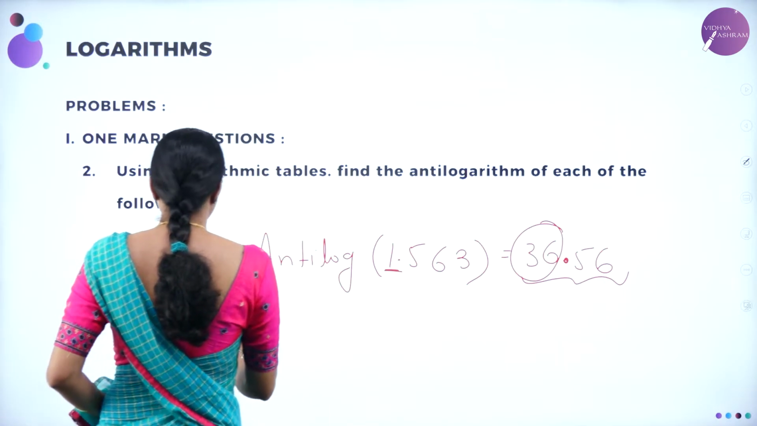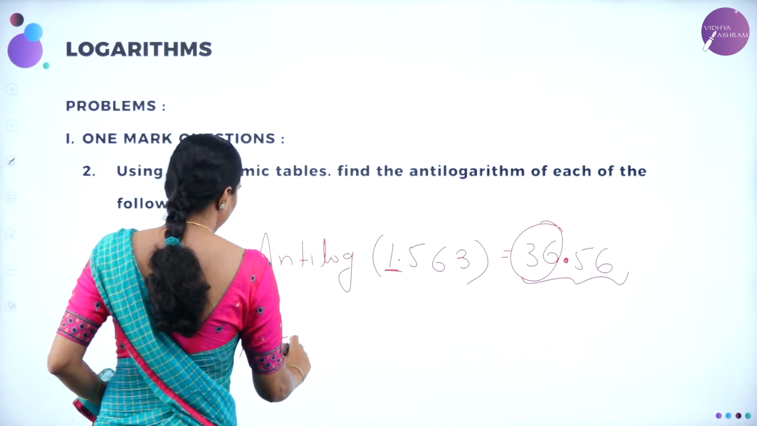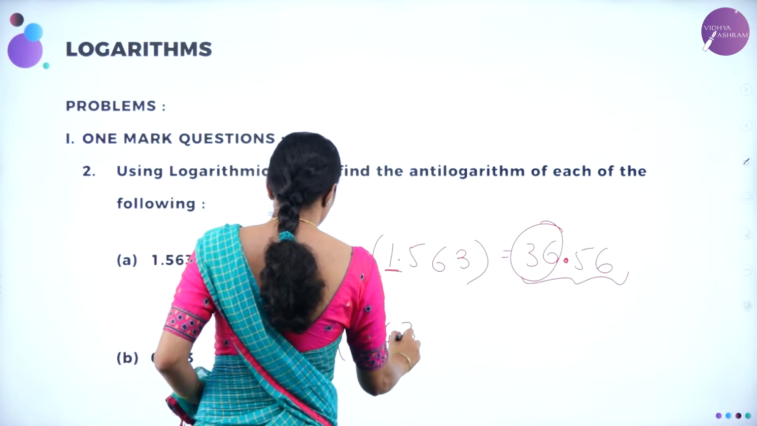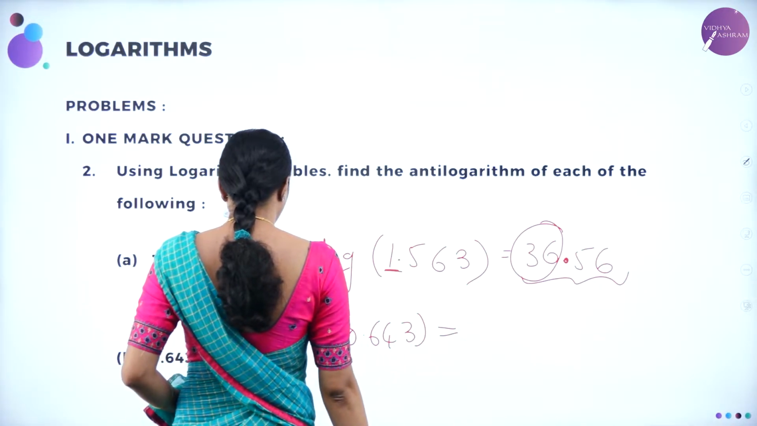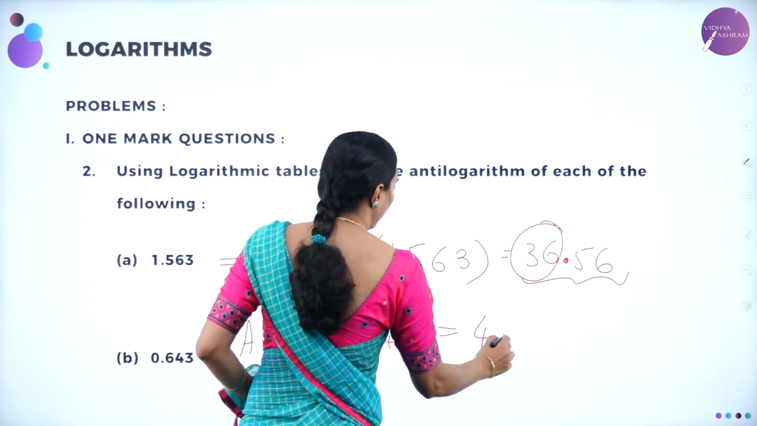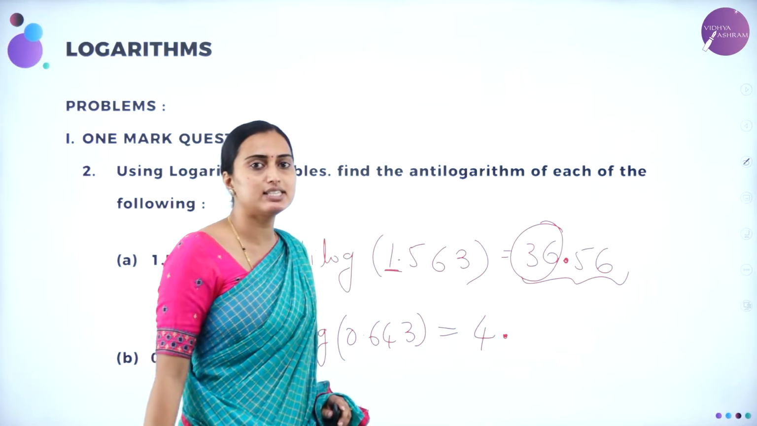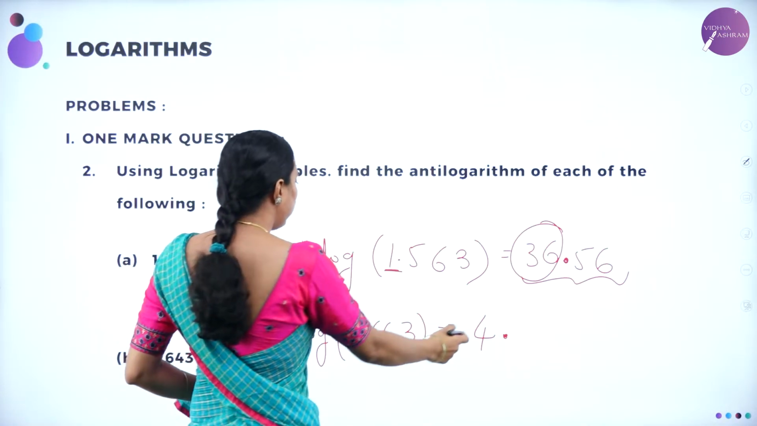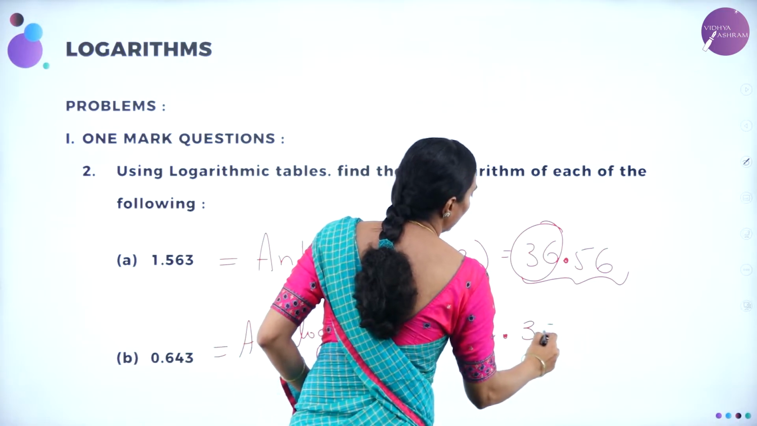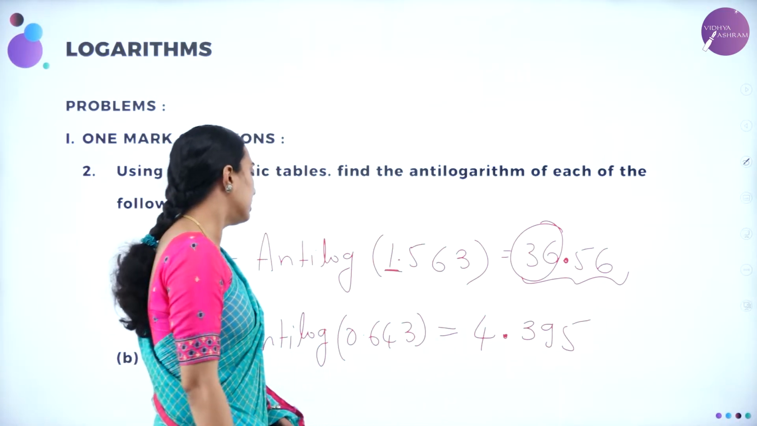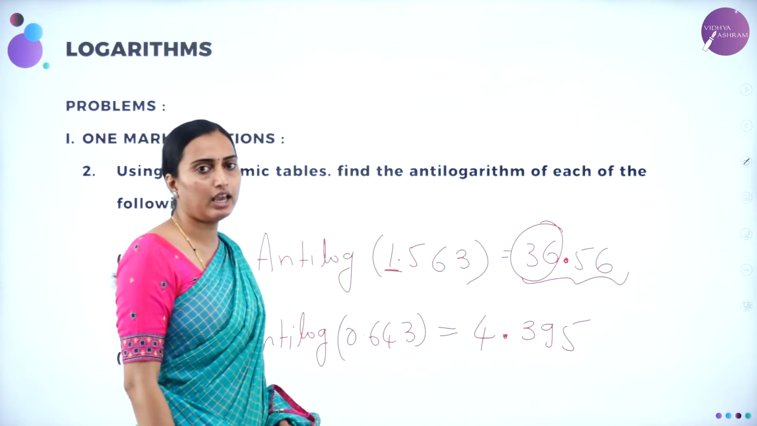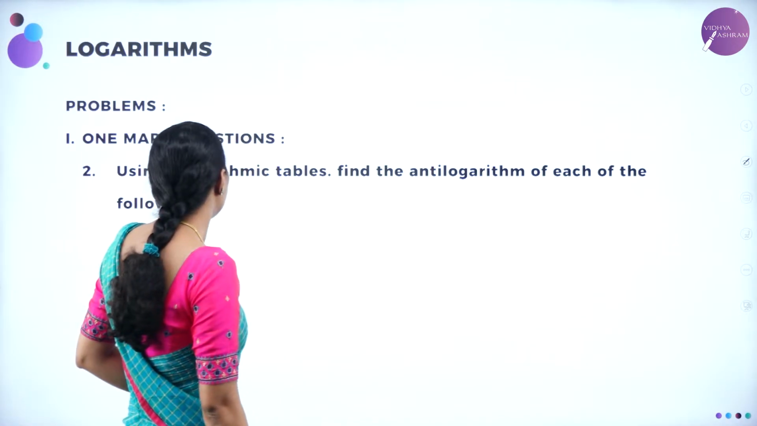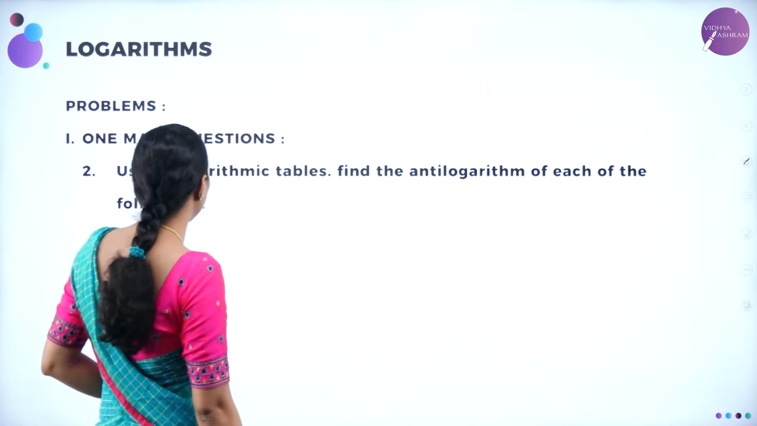So here you are going to have the anti-log of 0.643. 0.643 is nothing but the answer will be equal to 4 point, because 0 means 1 characteristics is added. 1 characteristic means after 1 characteristics you are going to put the decimal point. So therefore 4.395. 4395 is the answer for the anti-log of 0.643. So 4.395 is the answer in the anti-logarithmic table. Understood?